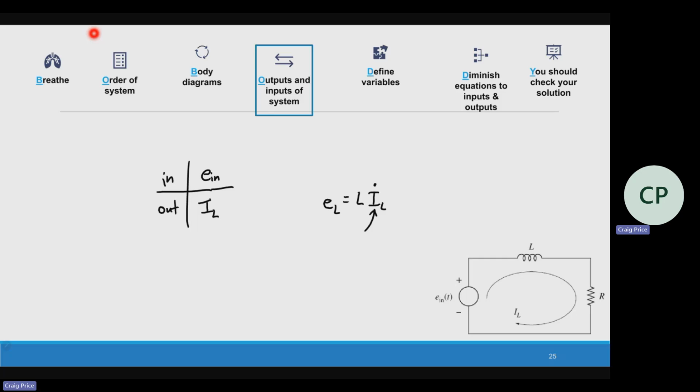Now, some problems will ask you for a certain transfer function. Well, in that case, they're going to specify what the output should be. And so sometimes I can change capacitor voltage to be related to inductor current. So that's also something you can look out for as well.